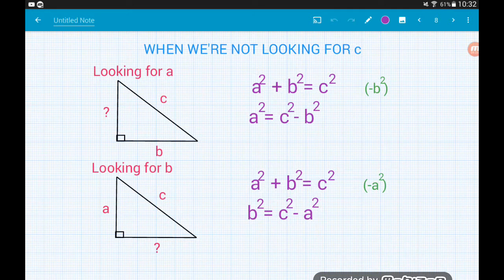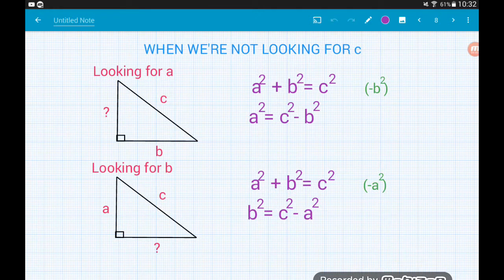Or if we're looking for b, again we start off with a squared plus b squared equals c squared, and we want to make b squared the subject, so we subtract the a squared, and that tells us that b squared is equal to c squared minus a squared.